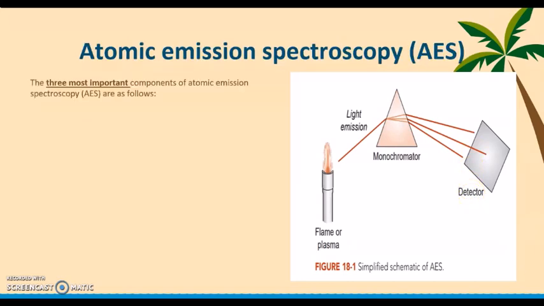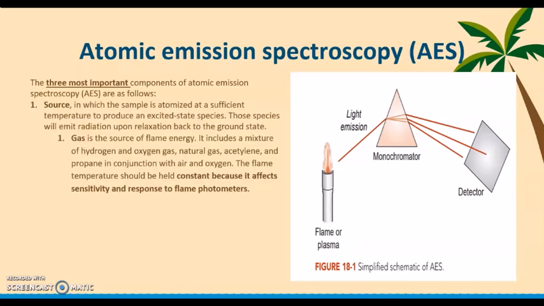So there are three most important components in the atomic emission spectroscopy. The first one, we have the source. Source, this is in which the sample is atomized at a sufficient temperature to produce an excited state species. Those species will emit radiation upon relaxation back to the ground state. So like I mentioned earlier, when our metallic salt is ignited, the electrons will be excited, and after they are excited, they go down to the ground state.